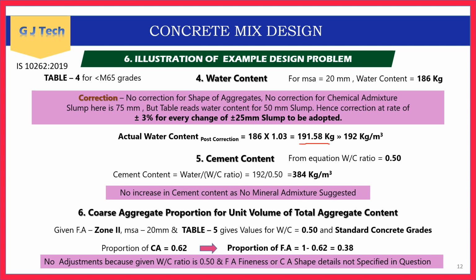We have not yet calculated the total aggregate content, but before that we can know that the portion of coarse aggregate in the total aggregate is 0.62, meaning 1 minus 0.62, the remaining, will be the fine aggregate proportion. Do any adjustments need to be considered? No adjustments, because the water cement ratio is 0.5, and there are no rounded aggregates or chemical admixtures used, so there won't be any variation of coarse aggregate proportion. So we continue with 0.62.